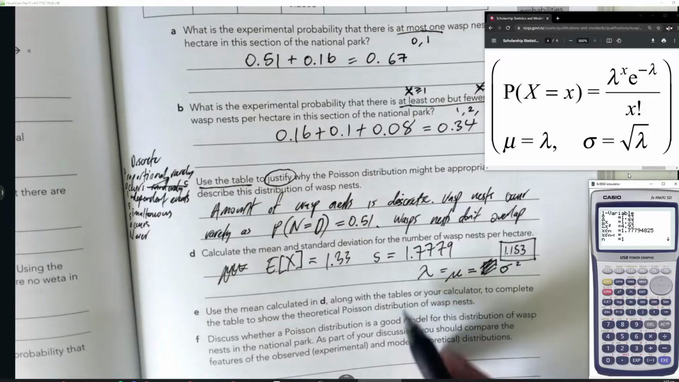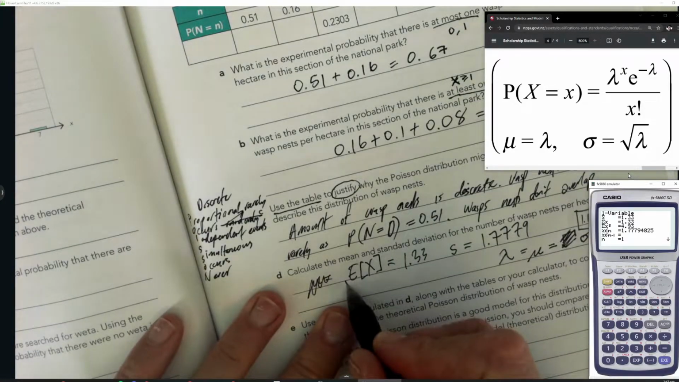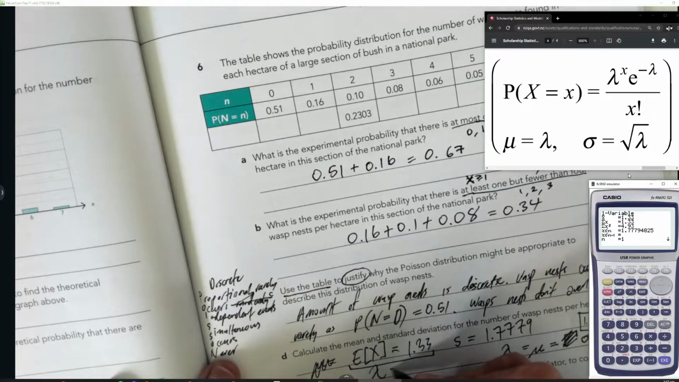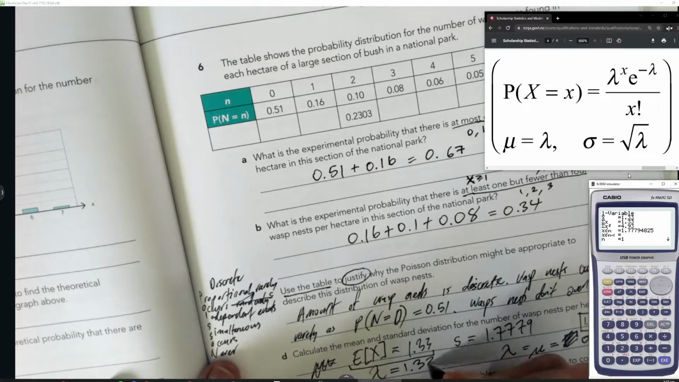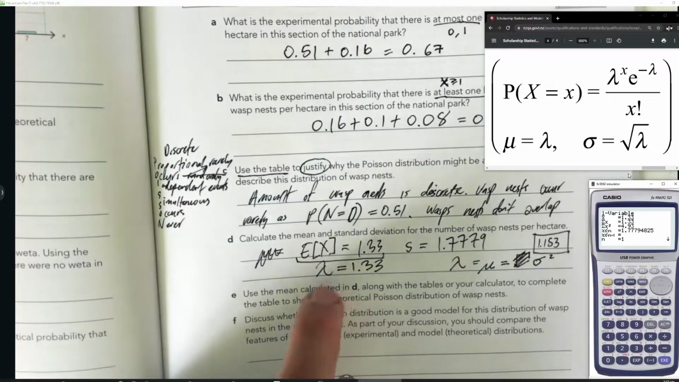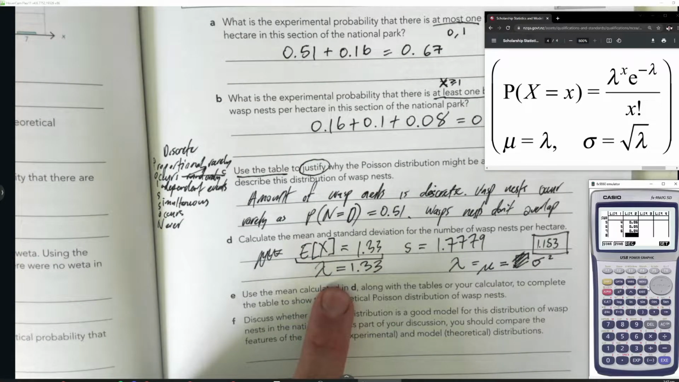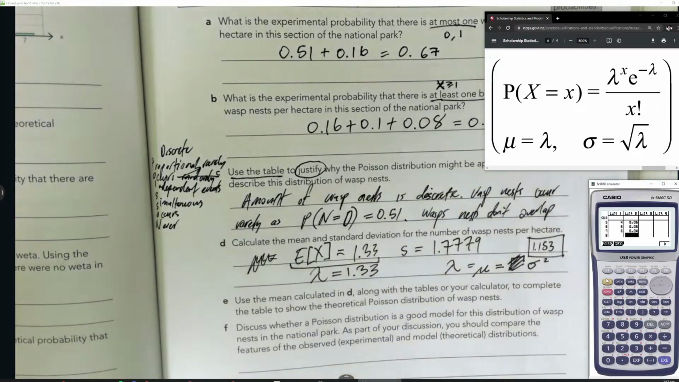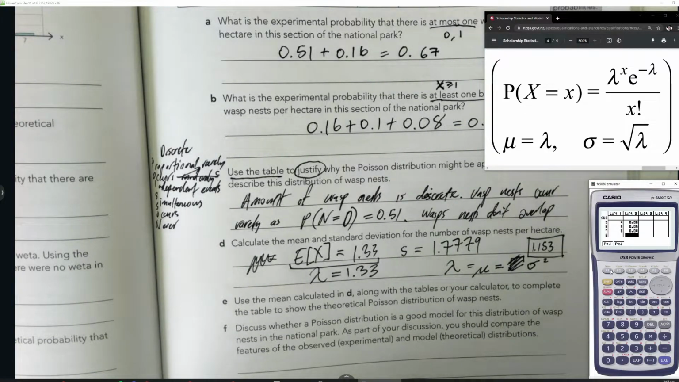Right? But they just want us to use this one value here, and they want us to make a model from this. So we're going to go ahead and assume that lambda is 1.33. And remember, Poisson only needs one variable. So let's go and find that. So we go back to distribution. So now we're modeling it. So we've looked at an experiment, and now we're modeling it.